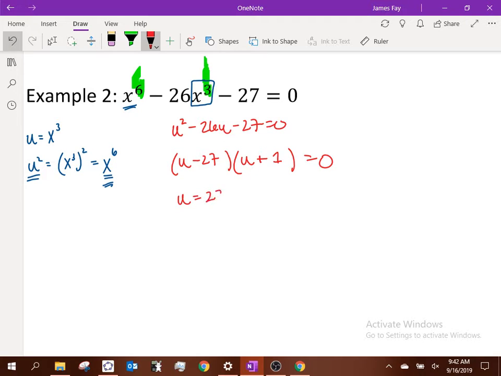And then I get u to be 27 and u to be negative 1. Okay, so u is what though? x to the third. So we're going to back substitute. And now how do I solve for x? Cube root. So I get x to be the cube root of 27. What's the cube root of 27? 3. Okay. What's the cube root of negative 1?